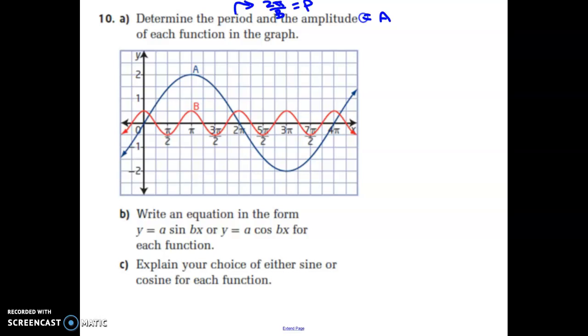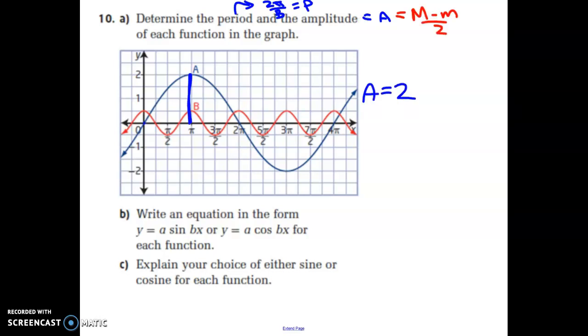So let's look first of all at the blue graph here. What would be the amplitude of the blue graph? Again, how tall is it from the middle? 2, right. So if you look from here, it is 2 units tall, so the amplitude is 2.